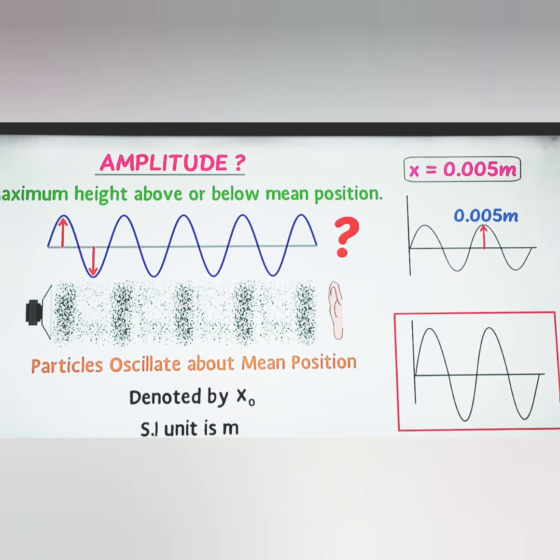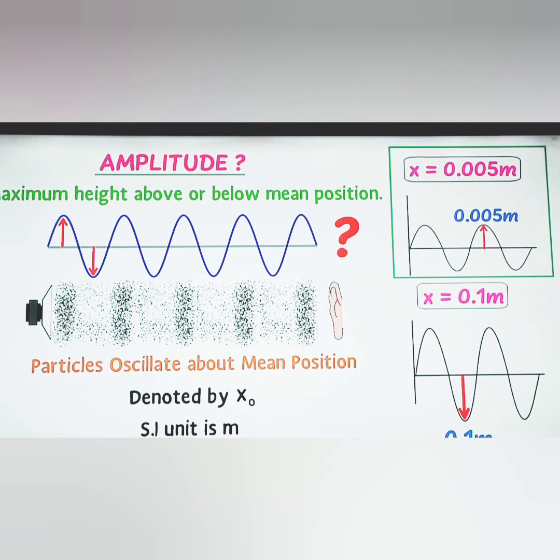0.005 meter. Similarly, in this wave, to find this amplitude, we measure the length of this peak point from the mean position. Let's suppose that the length of this peak point from the mean position is 0.1 meter. So the amplitude of this wave is x0 equal to 0.1 meter. Thus, we can also state that the amplitude of this wave is smaller than the amplitude of this wave.